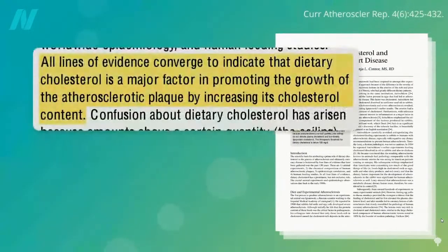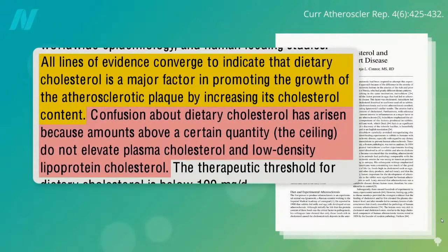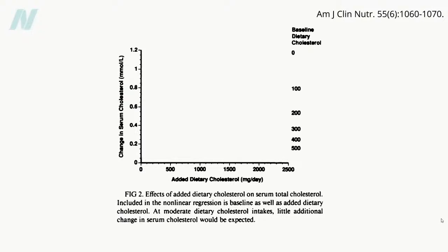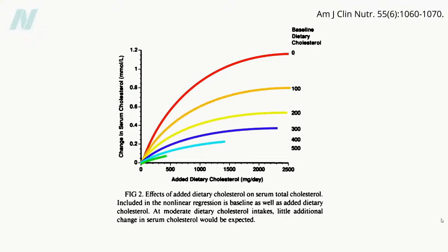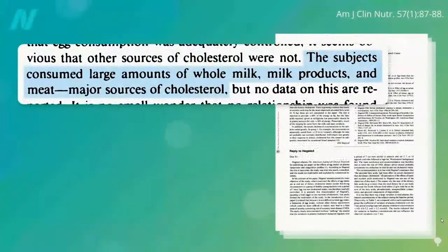See, there's a plateau effect. Though all lines of evidence converge to indicate that dietary cholesterol is a major factor in promoting hardening of the arteries, confusion about dietary cholesterol has arisen because above a certain ceiling you basically max out cholesterol absorption. Check it out. If you're eating a strictly plant-based diet with a baseline of 0 cholesterol intake, and you start adding meat, dairy, or eggs to your diet, you can get a dramatic rise in blood cholesterol. But as your diet starts out more and more meaty, you can saturate your system and basically max out on the additional effect. So no wonder the Egg Board packed in the extra meat and dairy to mask the egg effect.